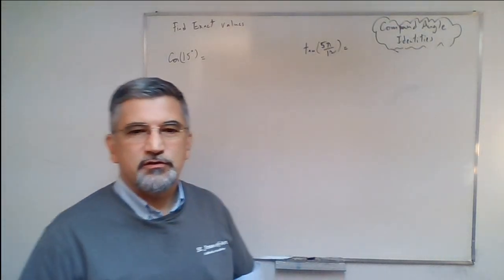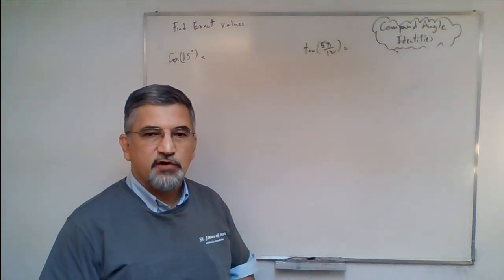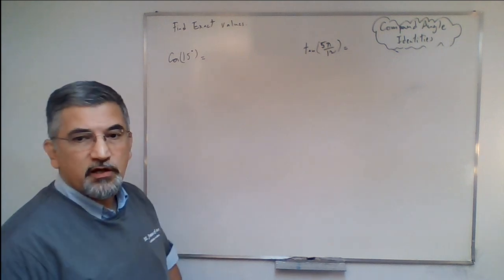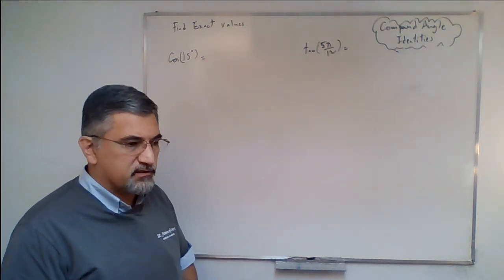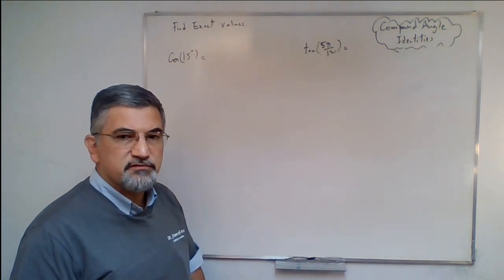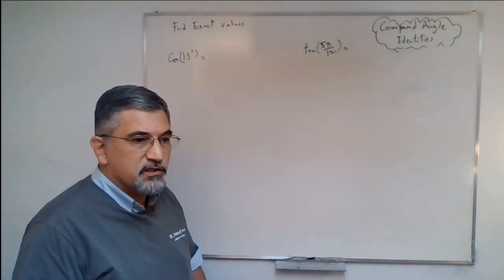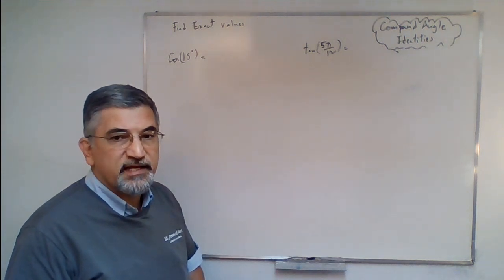Okay, we're going to continue with a couple of examples to show the applications of compound angle identities. We are supposed to find cosine of 15-degree angle. Of course, 15-degree angle is not a special angle. In trigonometry, special angles are 30 degrees, 45 degrees, and 60 degrees. And we know by heart, actually, what the exact values of trig ratios of those special angles are.